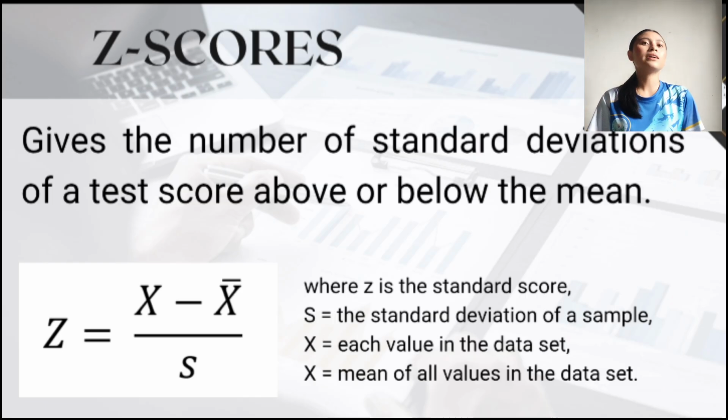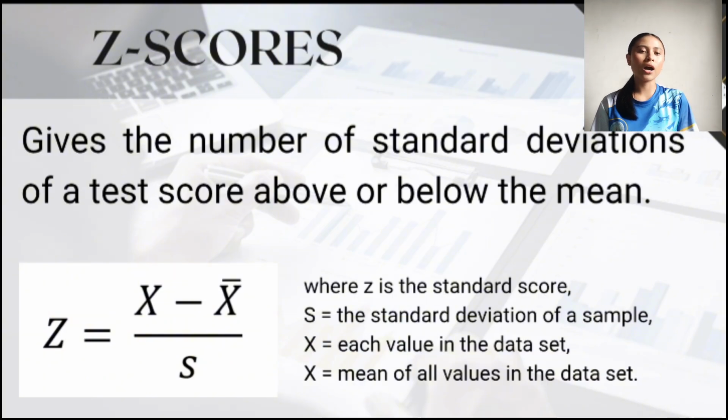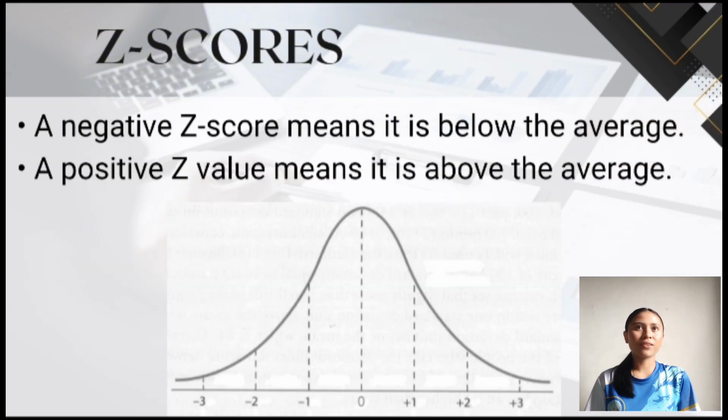Now, we have z-score. What is z-score? Z-score gives the number of standard deviations of a test score above or below the mean. Here, we can see the formula of the z-score. Z equals our raw score minus the mean, then divided by our standard deviation. Here we have a chart. A negative z-score means it is below the average, and a positive z value means it is above the average.